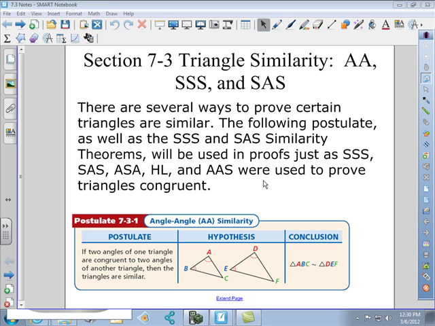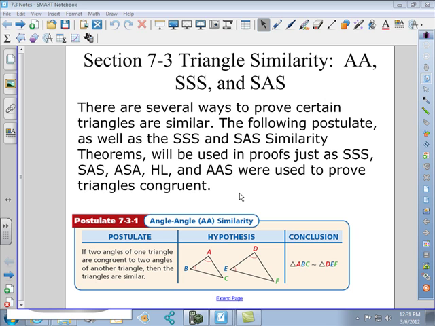Now we've been talking about similar triangles, and what that means, just the fact that two triangles are proportional. But if you recall, with the congruency of triangles, we dealt with the side, side, side, and the side, angle, side, and angles, and so on. There are going to be some that are similar to those, and there are going to be others that may be a little bit different.